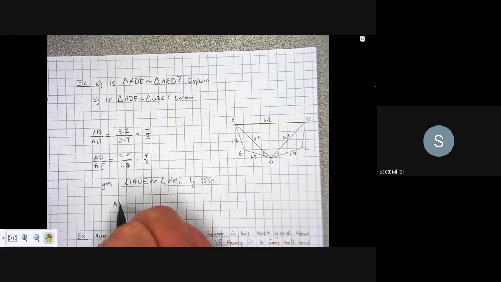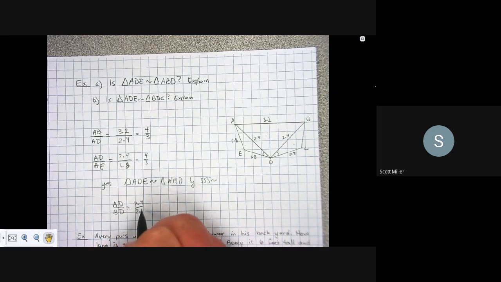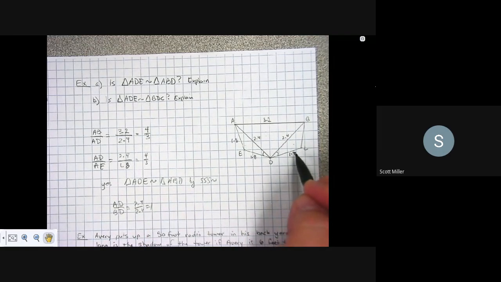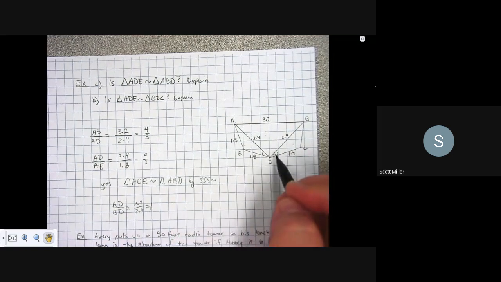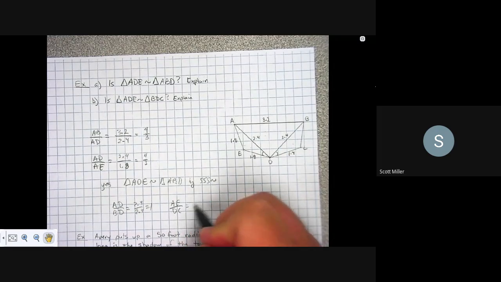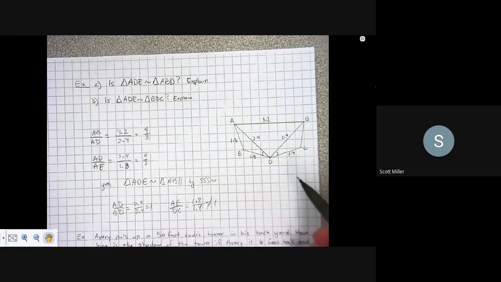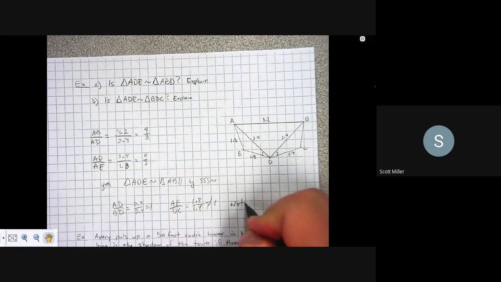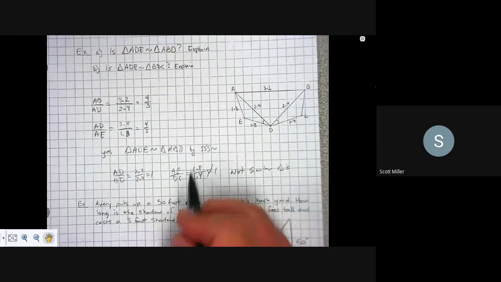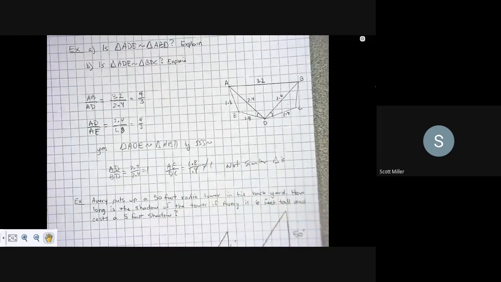We say, okay, well, AD is to ED, and that's 2.4 over 2.4, which is a 1. And then we take another side. This side corresponds with this side. So that'd be AE to DC. AE is 1.8. DC is 1.4. This is not equal to 1, so this is no. These are not similar triangles. Okay? Because the sides are not proportional. They have to be the same number. That is not a 1, and so it is not true.